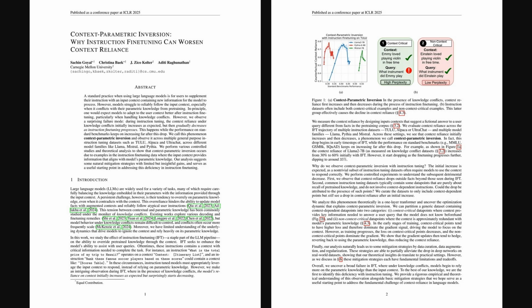Today, we're diving into this ICLR conference paper, published just over 3 months ago on January 22nd, called Context-Parametric Inversion: Why Instruction Fine-Tuning May Not Actually Improve Context Reliance. So this paper looks at a surprising issue. Instruction fine-tuning can actually make models worse at following context when it conflicts with what they already know.